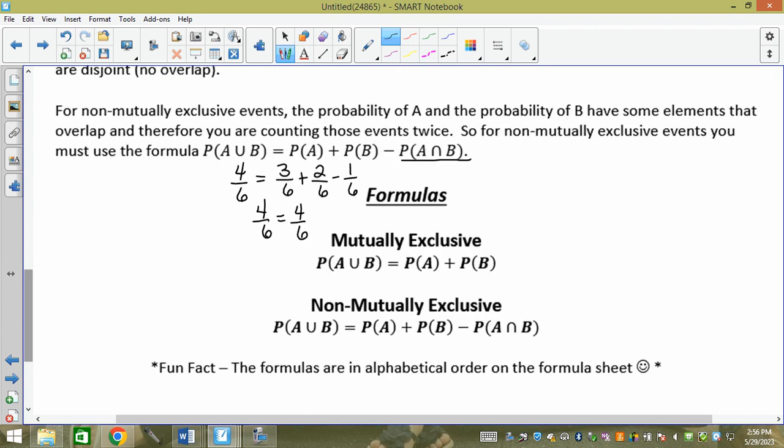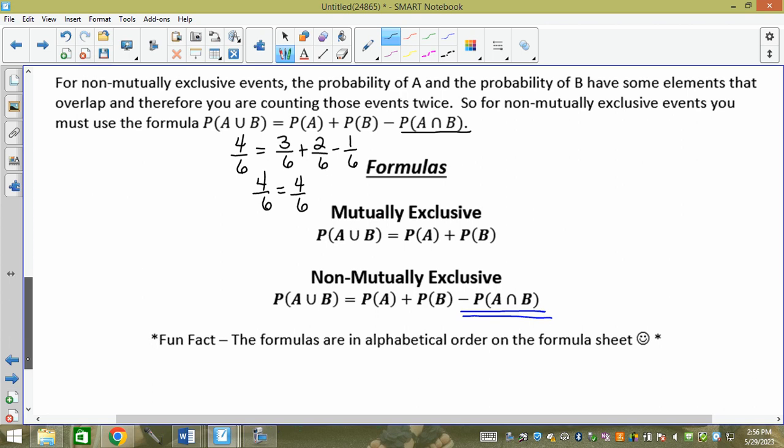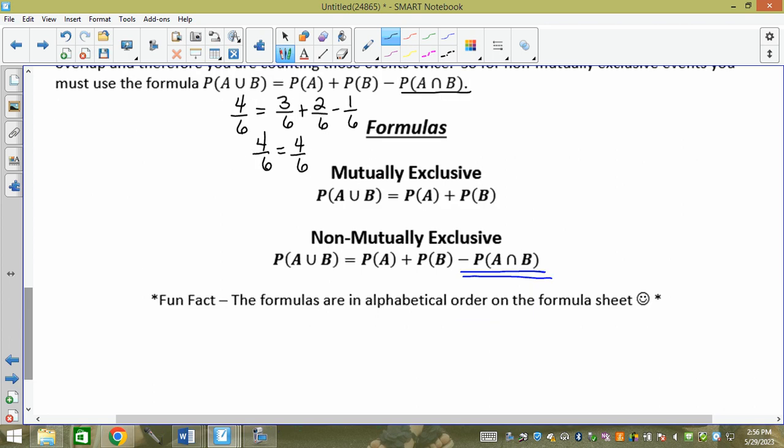So these are your formulas, and on the formula sheet, they're in alphabetical order. Mutually exclusive, no overlap, so I don't have to subtract it. Not mutually exclusive, overlap, so I have to subtract it out. Fun fact: the formulas are in alphabetical order. Independent, dependent, or not. Mutually exclusive and not are, so the M comes before the N.